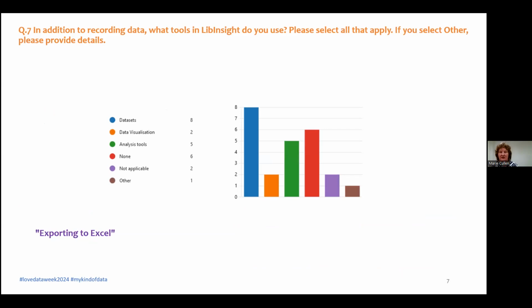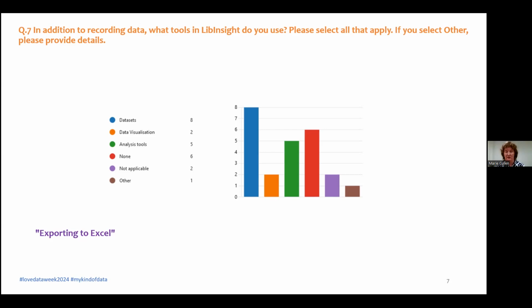So then I wanted to see if people were using any other tools in LibInsight other than recording their data. And I gave a few options, so data sets, data visualization, analysis tools, none, not applicable. If I put 2 of those, probably one would have been necessary and that other. So just to pick up on the other one, it would look like this respondent was actually exporting from LibInsight into Excel and not the other way around.